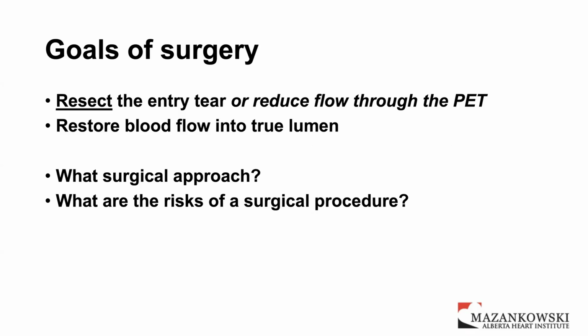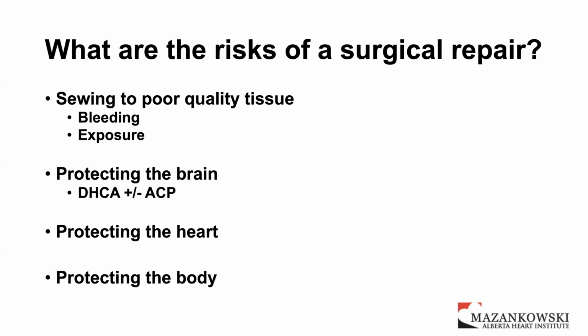So I posit this question, and it's supposed to be provocative. Are we supposed to resect the entry tear or reduce flow through the primary entry tear? We have to restore blood flow to the true lumen to address malperfusion. But with this first line, it can make the surgical approach a little bit different, or it gives you some options. And then understanding what the risks of the surgical procedure are.